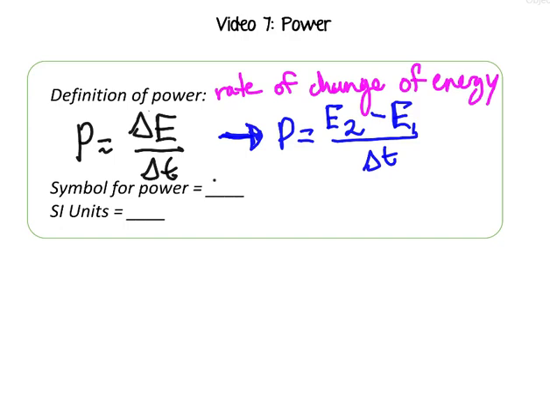The symbol for power is pretty straightforward. It's just P. The unit, so if you notice, you've got an energy over a time, right? So that's a joule per second. But we shorten that. If you look at what's written on a light bulb, it'll be written in watts. The power of that light bulb will be in watts. That's just the short form for a joule per second. So both of those are SI units for power, joules per second or a watt.